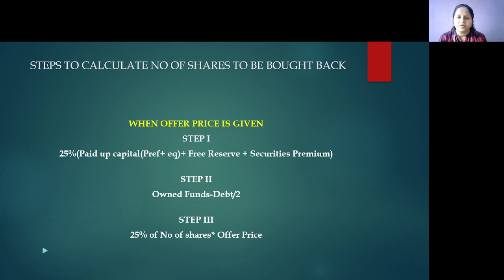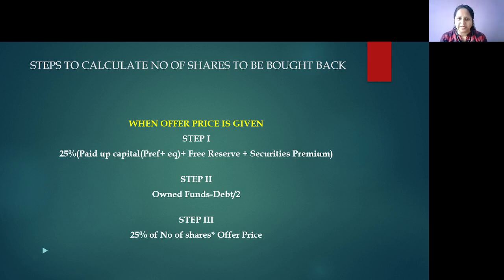Now the first step is 25% of paid up capital, that is preference plus equity plus free reserves plus security premium. In the first step, we are basically focusing on the rule for total amount: how much total amount I can pay for the purpose of buyback. I can pay a maximum of 25% of what? Of paid up capital. Paid up capital means preference plus equity both. It's not the total authorized capital or so. How much is actually paid by the shareholders has to be considered.